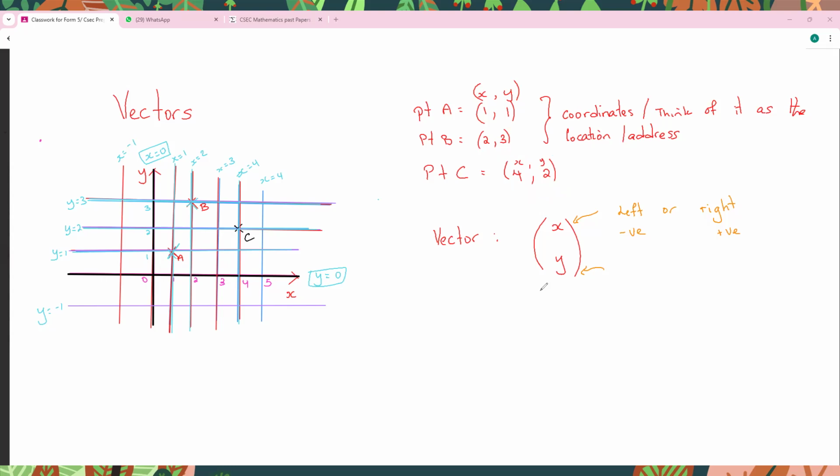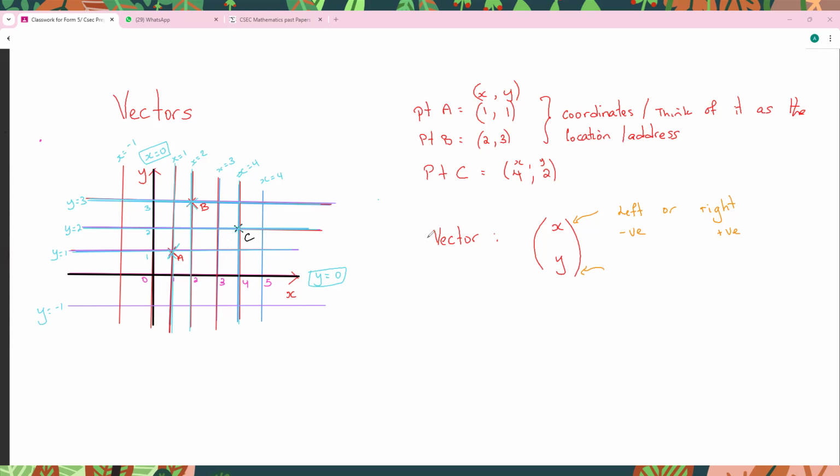Now, think of your coordinates as the location or the address or the position of that point. So C is located at (4, 2). So it's telling me where it resides, where it is, where it's positioned, however you want to think about it. But let's think of it as your address. So let's say this is the address where you live.